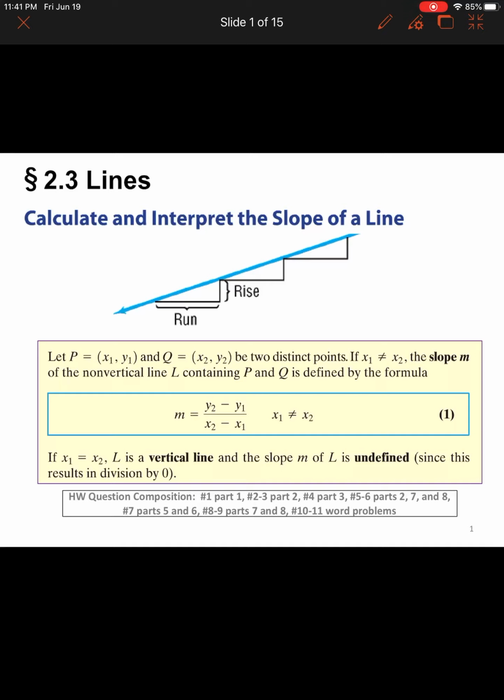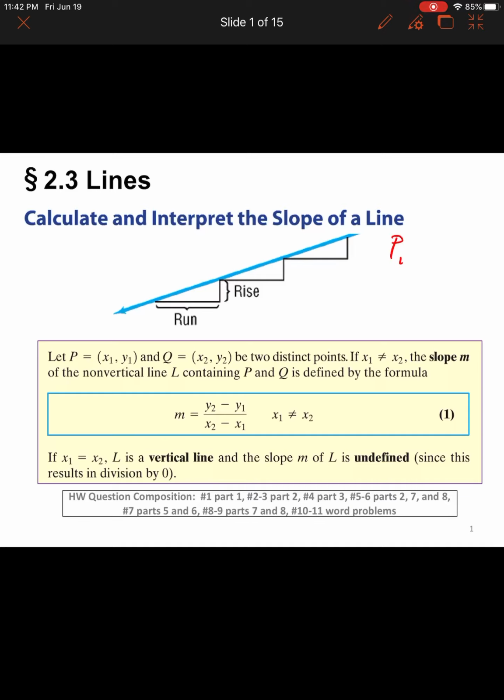All right, this lesson is over lines. And a key component of lines is the slope. By definition, it takes 2 points in order to create a line. So in order to calculate the slope, again, you have to have 2 points. The slope formula itself is presented as the change in the y values over the change in the x values of the points.